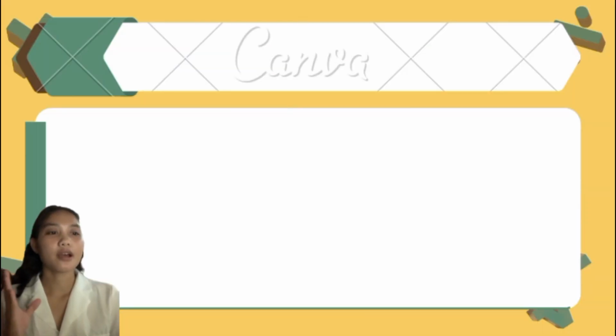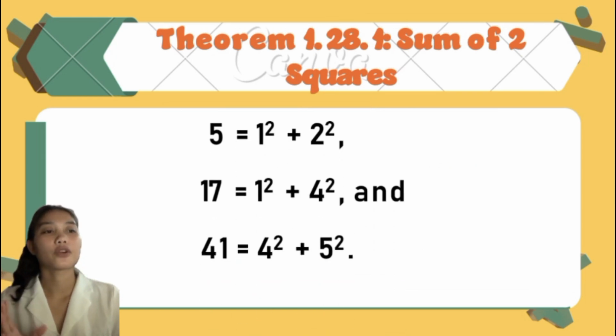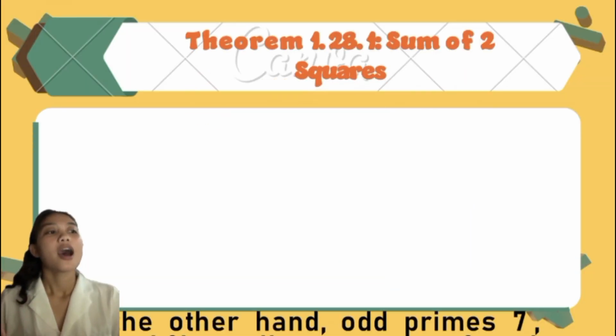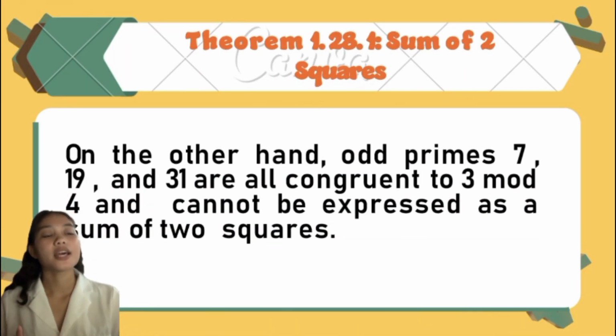Based on the example, 5, 17, and 41: we have 5 equals the square root of 1 plus the square root of 2 [sic, squares], 17 equals the square root of 1 plus the square root of 4 [sic], and 41 is 4 squared plus 5 squared. On the other hand, the primes 7, 19, and 31 are all congruent to 3 modulo 4 and cannot be expressed as the sum of two squares.